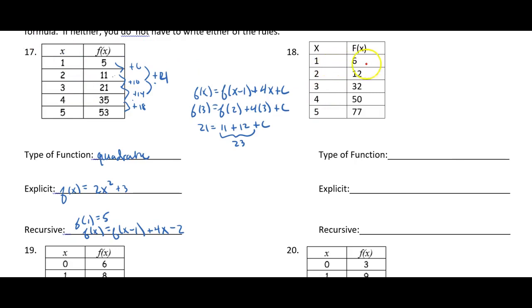So the next one, if I look, what am I doing here to here to here? Okay, well, from 6 to 12, I multiplied by 2, or I went up 6. There's really no common factor, you can't multiply 12 by anything to get 32, but this went up 20. Then it went up 18. Is there any pattern here? No. So this is neither type of function.